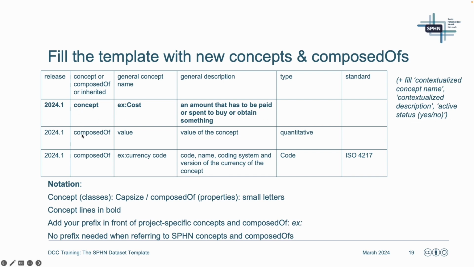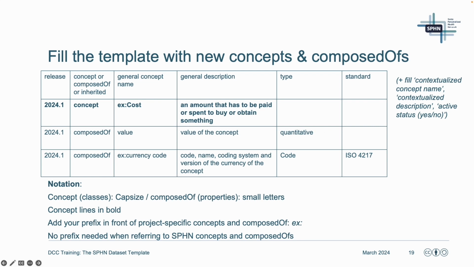In the latter, a composed of can either be inherited as well, if you're describing a concept that inherits from another existing concept. In this case, all properties of the parent column must be inherited to the children concept. For more information, you can have a look at our Read the Docs documentation.